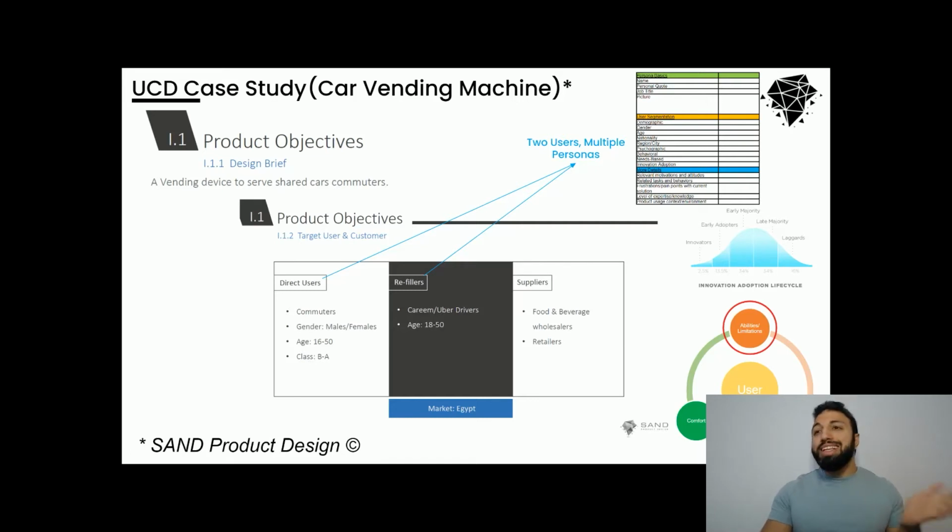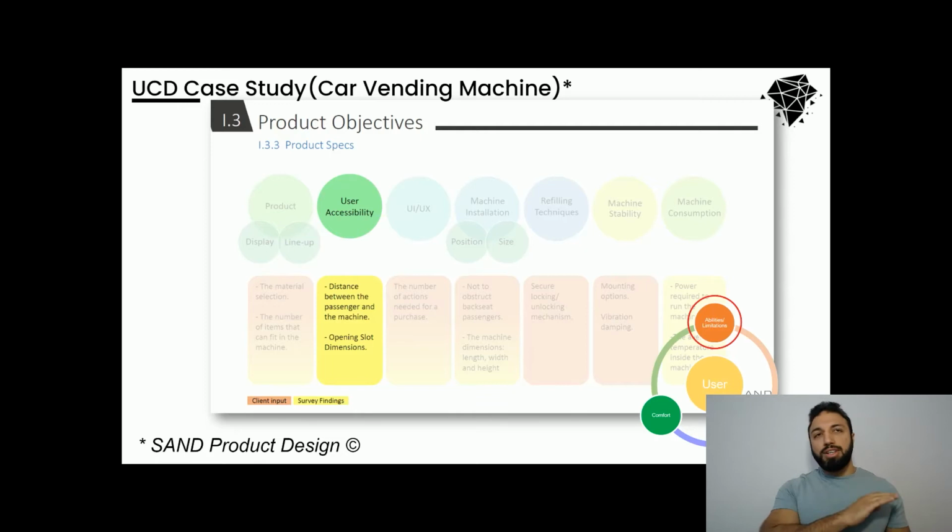So with that, we can move easily to the physical product abilities and limitations, right? And here you could understand, again, there are many things that we discussed and designed, like what we had in the design journey, but the most important thing for me, in the context of the UCD, is the user accessibility. So we studied a lot of things regarding product, display, lineup, UI, UX, machine installation, position, size, refilling techniques, machine stability, machine consumption from a power standpoint, all good things. We could definitely talk about them in a more detailed session about that particular project. But the one that is really spot on from a UCD standpoint is the user accessibility, which is the distance between the machine and the passenger, and the slot dimensions that the goods or the snacks are going to lie in.